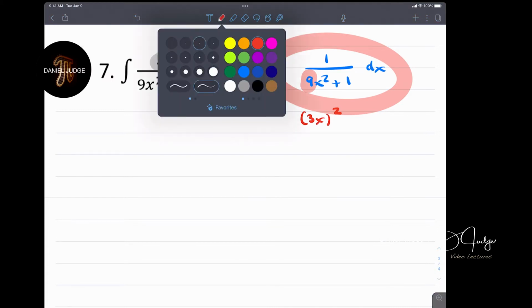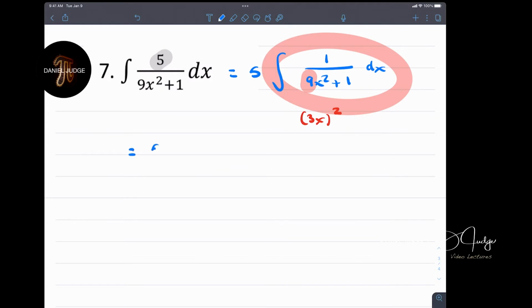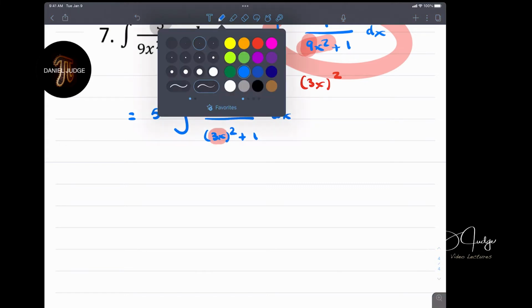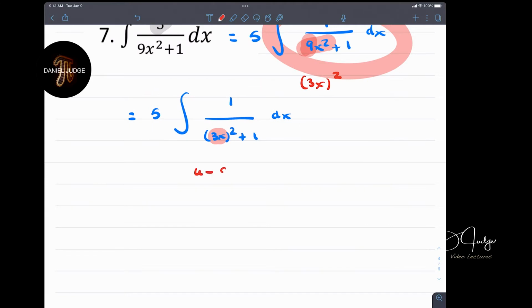So this particular integral now is 5 times the integral of 1 over (3x) squared plus 1 dx. So I want you guys to observe that the 9x squared is really right in here. It's 3x in parentheses squared. Now, the reason you do this is because you're going to use u substitution, where u here is that 3x. This is going to be your u.